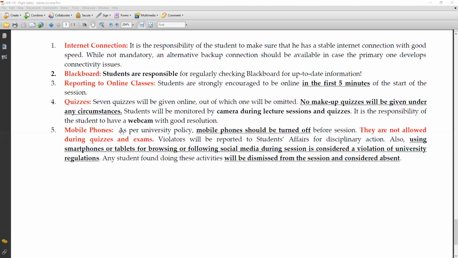Mobile phones, you are not allowed to use your mobile phone during the quizzes and exam, and it is a violation. If we, for any reason or by any way, find that you used your phone, then this is considered a violation and it will be reported to the university administration.